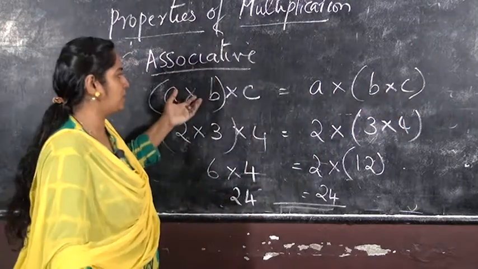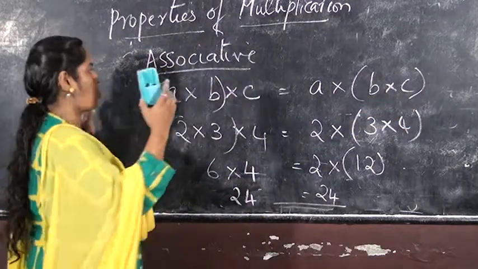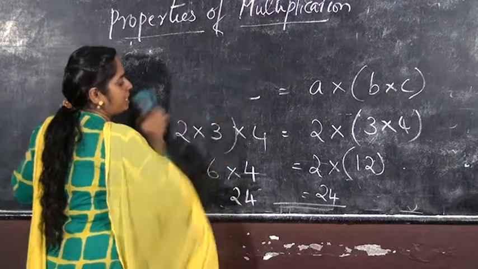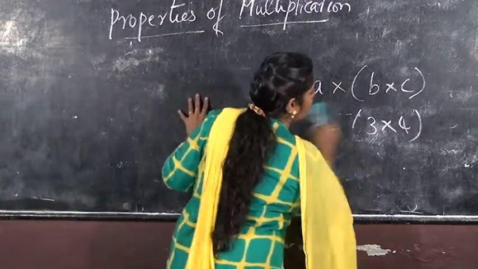You understand this, children? Yes. Okay, next one is what here? Next one is the distributive property.